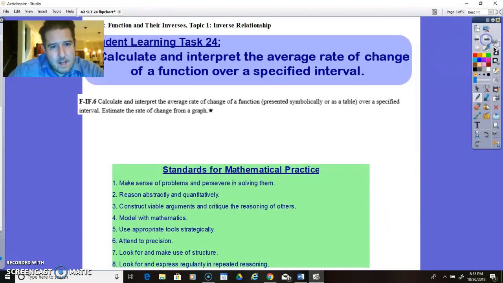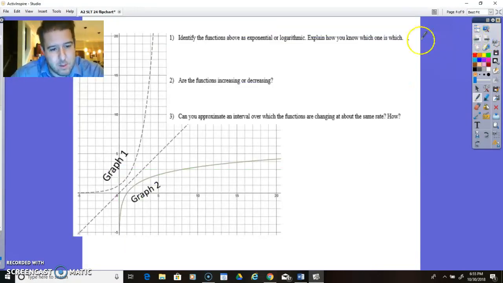Alright, in this lesson, lesson 24, we're going to be doing average rate of change. We've done average rate of change with linear functions and other functions, but today we're doing it with logarithmic versus exponential functions. Identify the functions above as exponential or logarithmic. Graph 1 has a horizontal asymptote, as you can see right here. That's an exponential function, curving up. Whereas graph 2 has a vertical asymptote, so therefore it's logarithmic.